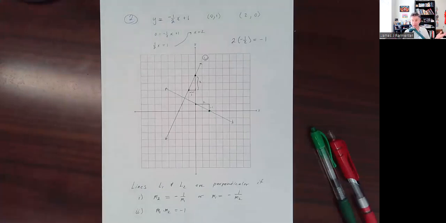That's kind of it as far as determining whether or not lines are parallel or perpendicular. Let's look at a couple of examples and then we'll talk about a few more things.